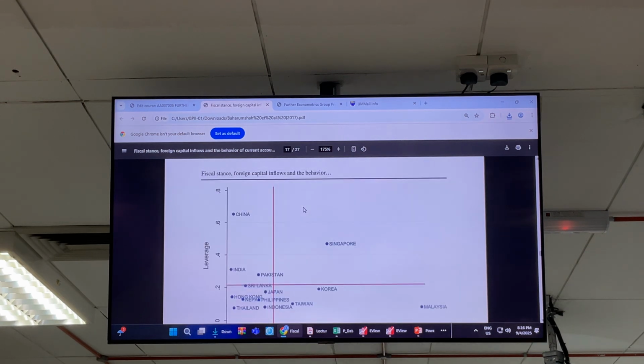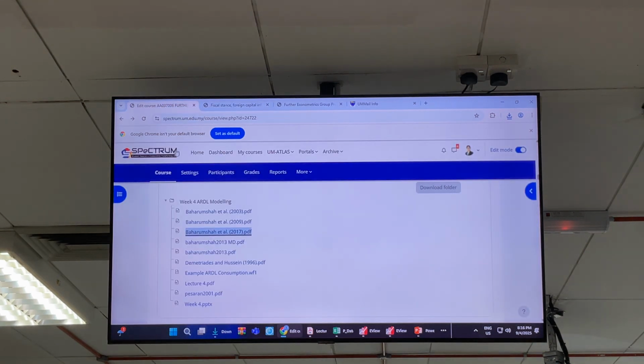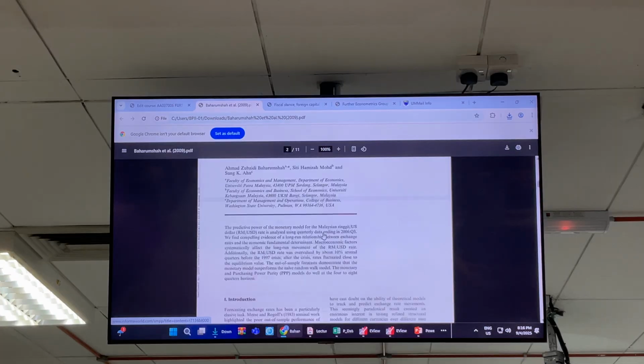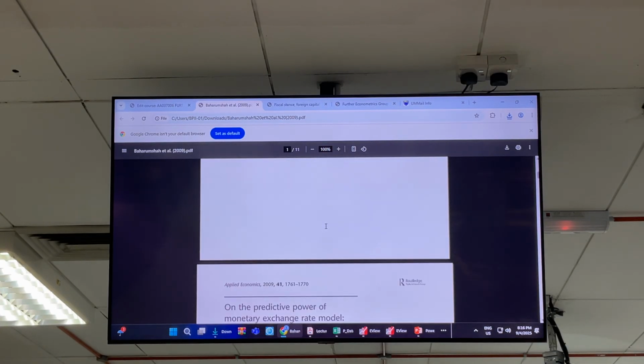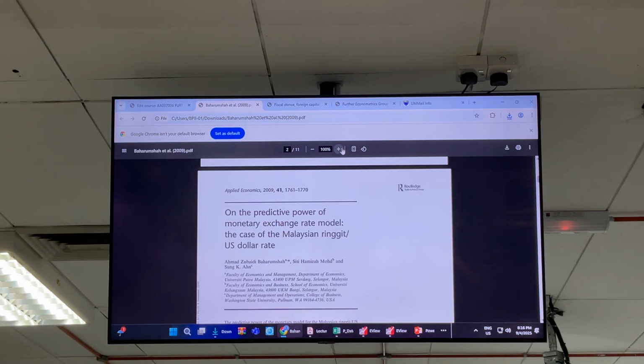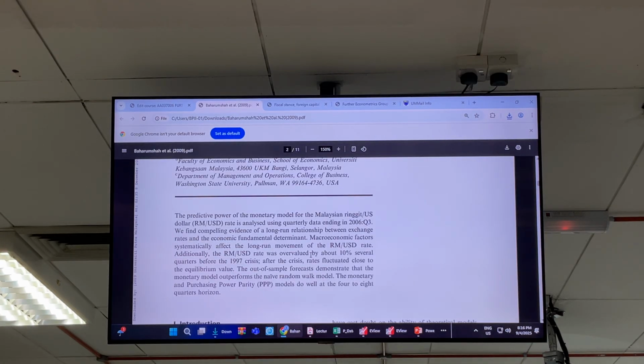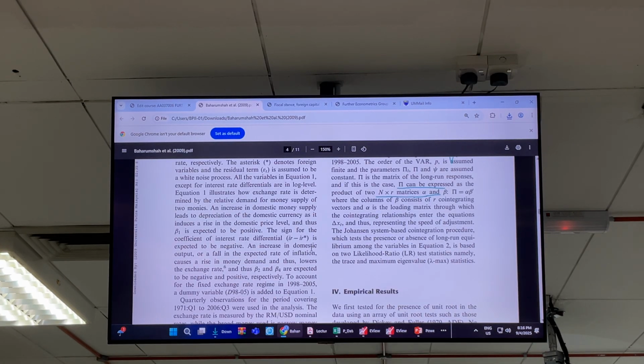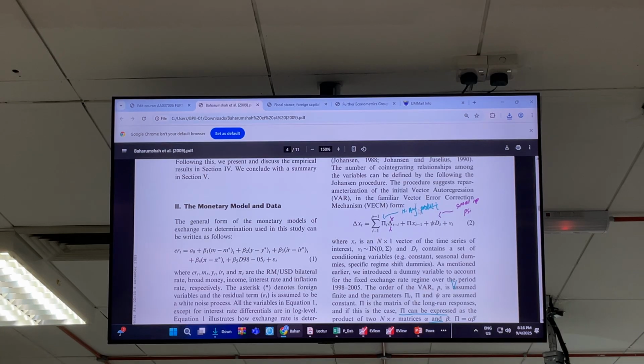Okay, this is not. I just want to show you the Granger causality test. This one was published in Applied Economics, using demand models. Then you can see this VECM representation.